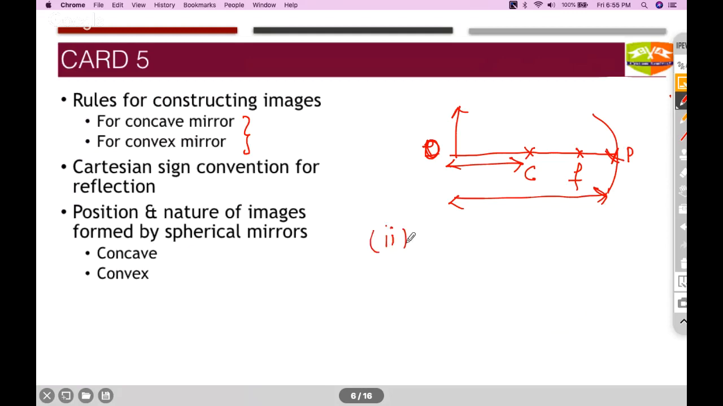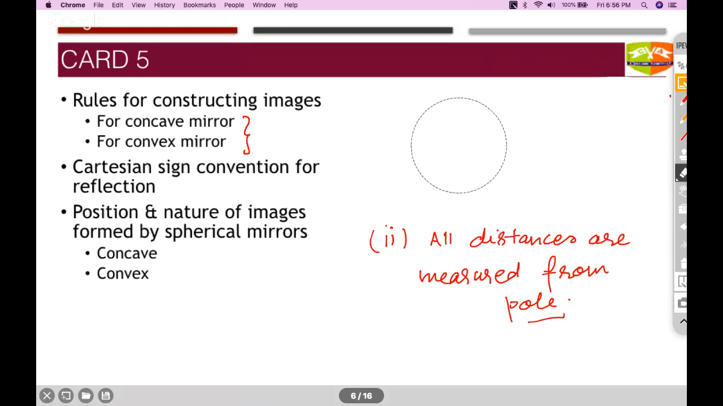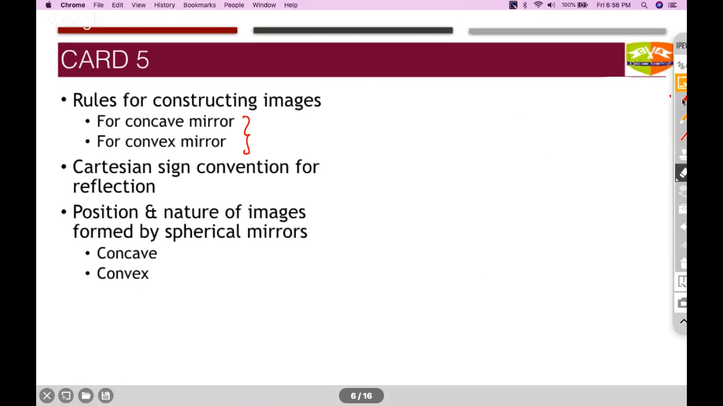So the second point is, all distances are measured from the pole. As simple as that. The third point is, the object is always taken on the left hand side of the mirror. So when I place the object, I suppose the mirror to be like this. The object will always be considered on the left hand side of the mirror. So this is the third point.